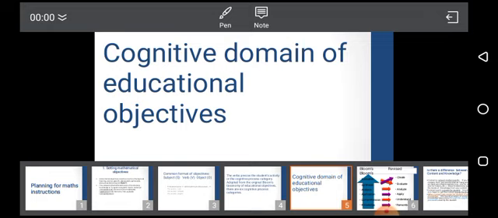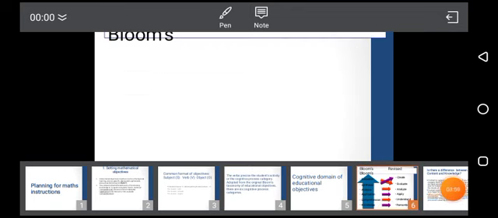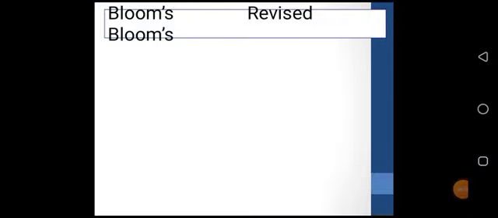And above, we have seen that we have 6 cognitive process categories. We have Bloom's revised.